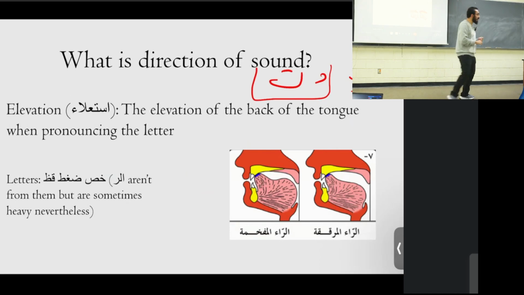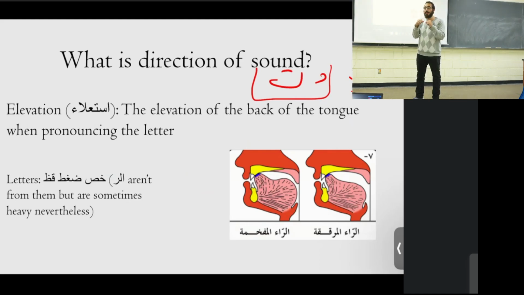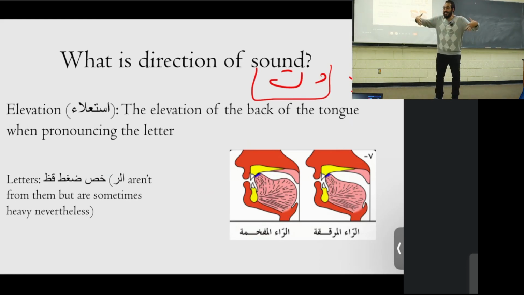So let's talk about the back of the tongue a little bit because this is more practical. A lot of people either recite heavy all the time or they don't know how to make a heavy letter. So some people say, Bismillahir Rahmanir Rahim. Alhamdulillahi Rabbil Alameen. All the letters are heavy. So their back of the tongue is always going up.